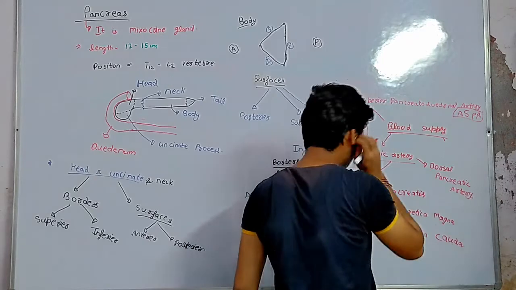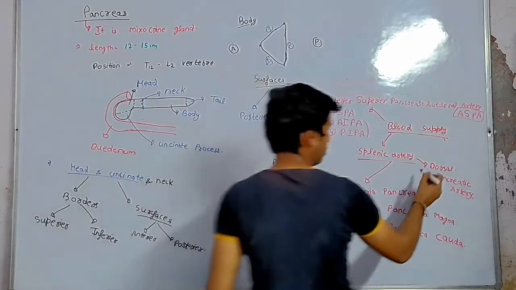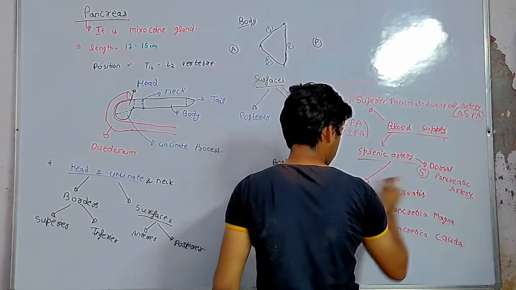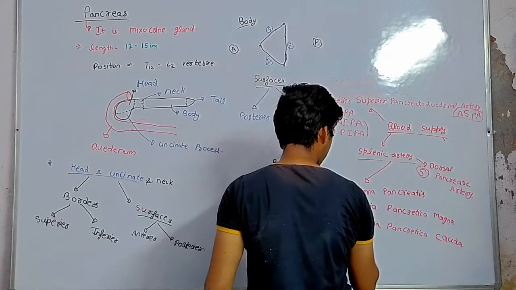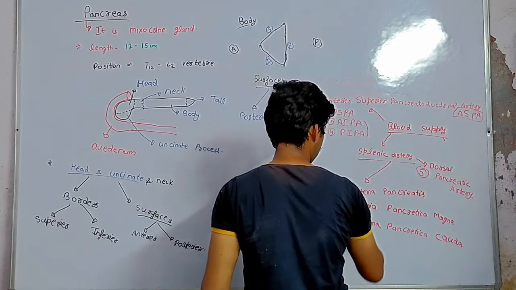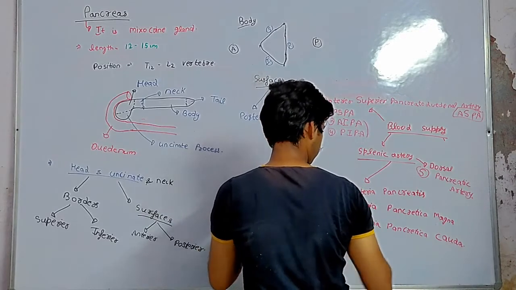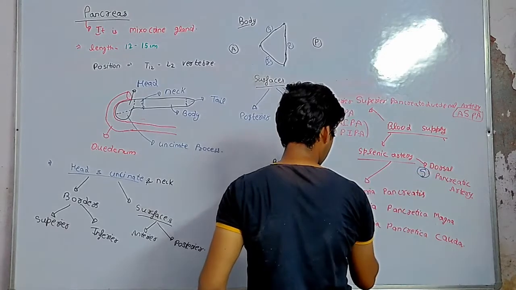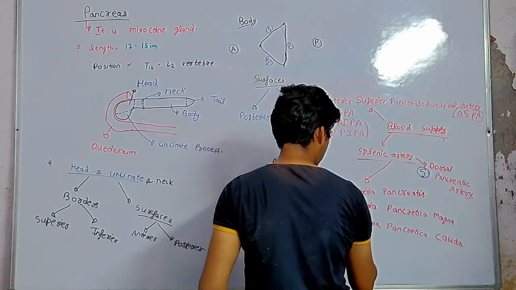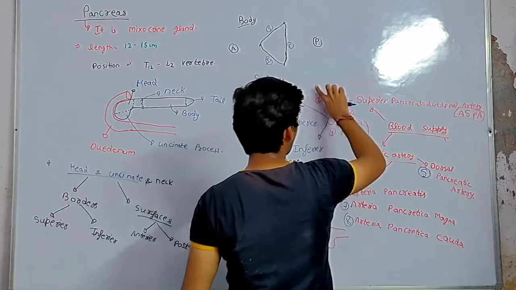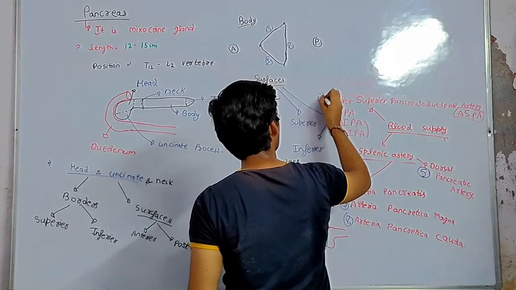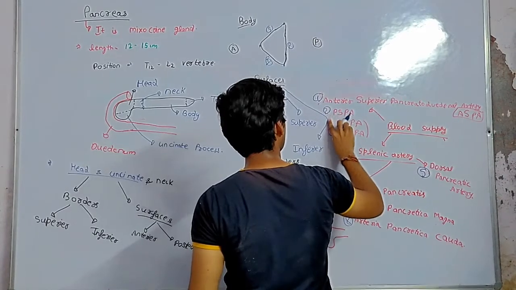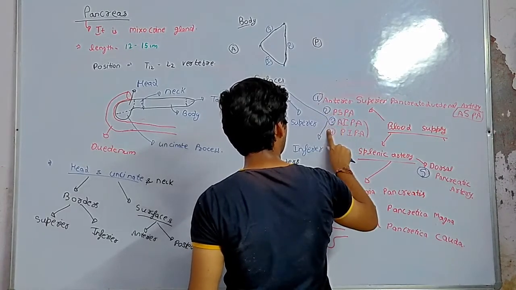Then these are the blood supply of the pancreas. 1, 2, 3, 4, 5, 6, 7, 8, and 4 are these. 1, 2, 3, and 4.